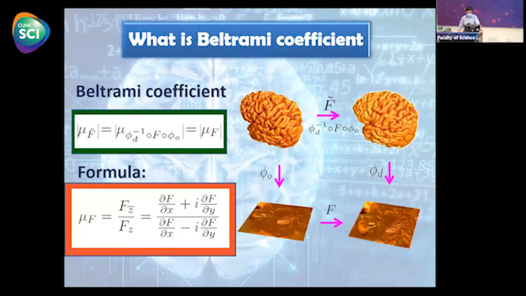In order to do shape analysis, one of the strategies that we have used is something called Beltrami coefficients in the field of computational quasi-conformal geometry. Once you have the registration map between the two brains on the parameter domain, you can calculate the Beltrami coefficient, which is just a quotient of partial derivatives that can be computed easily. Then you can measure the local geometric distortion of the two brains. The Beltrami coefficient is the quantity that measures local geometric distortions very effectively.